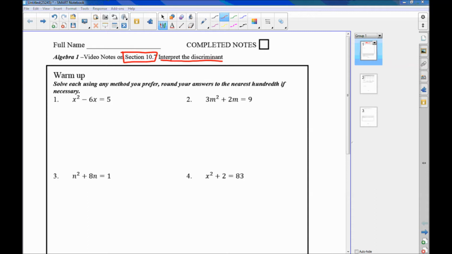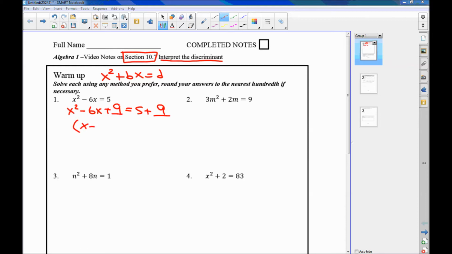So if we take a look at number 1, this one's set up perfectly for the completing the square method. It's already in the form of x squared plus bx equals d. So I'll just go ahead and do the completing the square method. It looks like it might have been factorable, but it's actually not. Okay, so we'll do x squared minus 6x plus blank equals 5 plus blank. And in this case, the blank is going to be half of 6, which is -3, and then square that, which makes 9. So we're adding 9 to both sides.